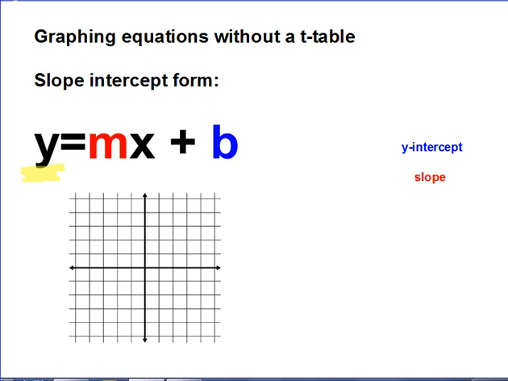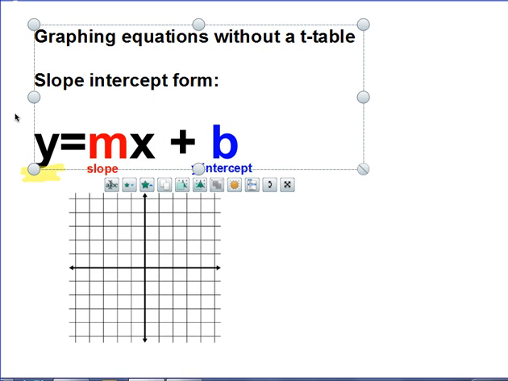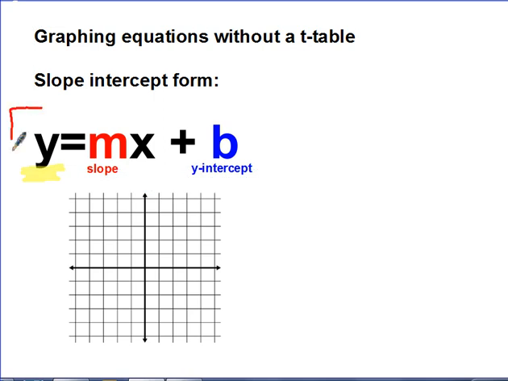The other thing we need to know is that whatever adds or subtracts in the equation is the y-intercept. The y-intercept is where the line crosses the y-axis. Pause the movie now. Copy this slope-intercept form into your notes and make sure that you identify the slope and the y-intercept in that equation.